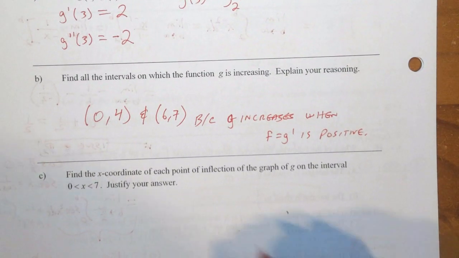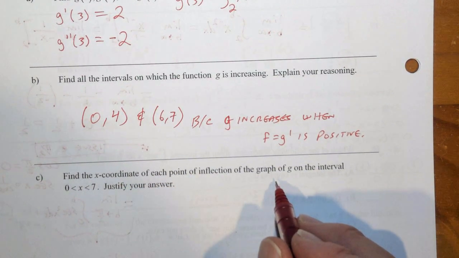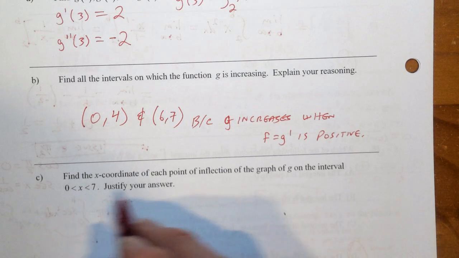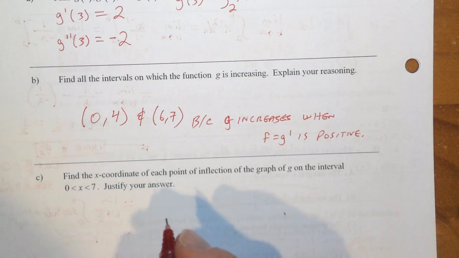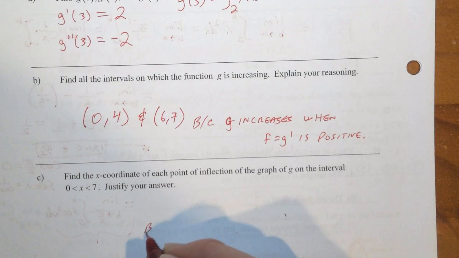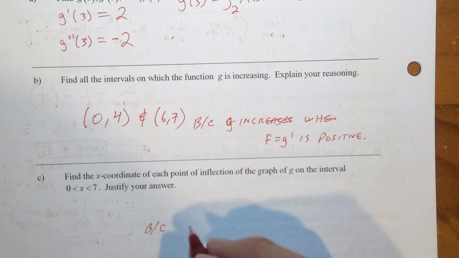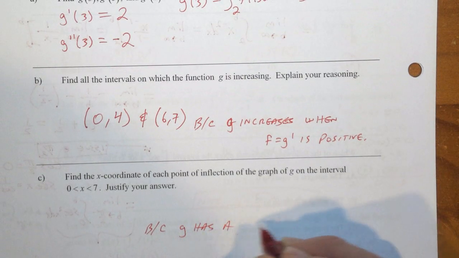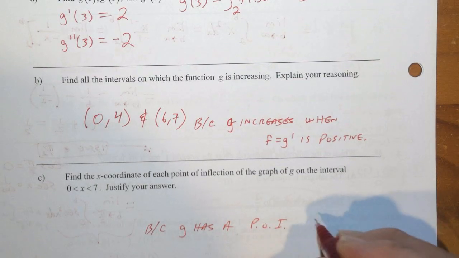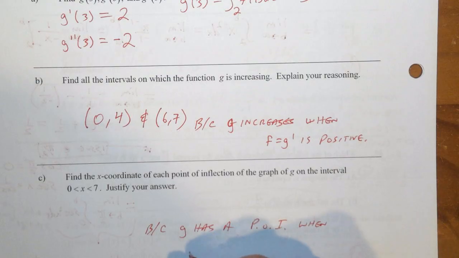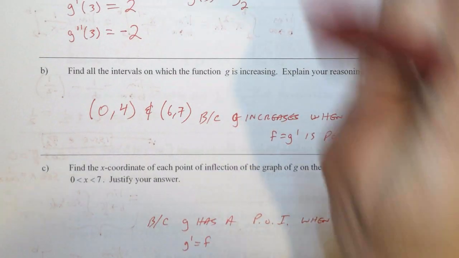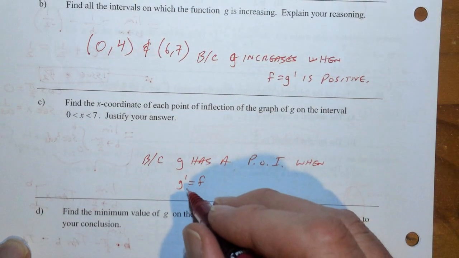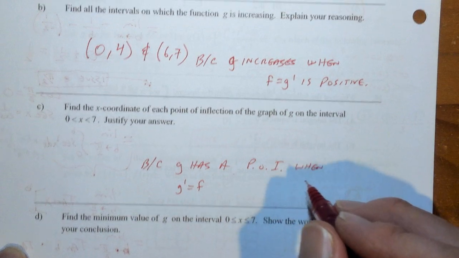Part C, find the x-coordinate for each point of inflection on the graph over this domain. Justify your answer. All right, so again, let's do the answer first. We know that a function will have a point of inflection. So we'll write G has a point of inflection when G prime, which is equal to F, and again, you can write any one of these, G prime equals F, or just F, because we already up here mentioned that F and G prime are the same.